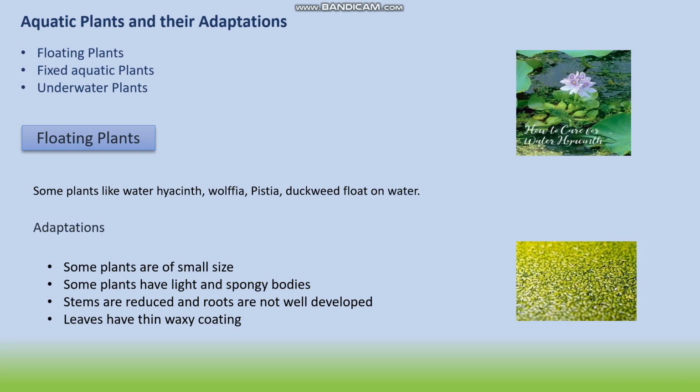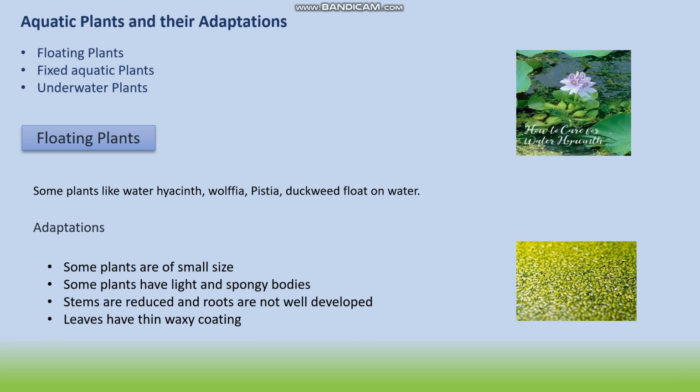Hi, good morning, students. Let me move on to the next topic, aquatic plants and their adaptations. Here, we can divide them into three groups: floating plants, fixed aquatic plants, and underwater plants. So, let me move on to the floating plants. On your screen, you can view floating plants, that is water hyacinth and Wolffia.